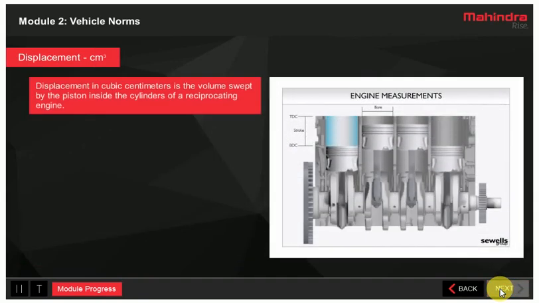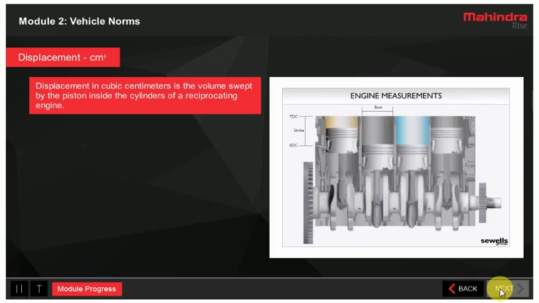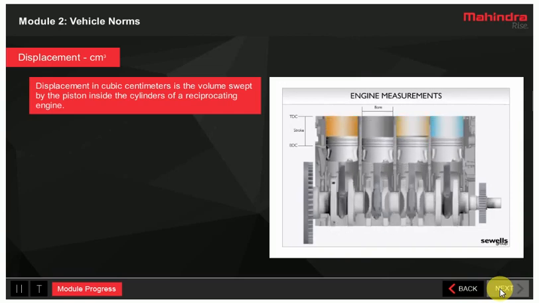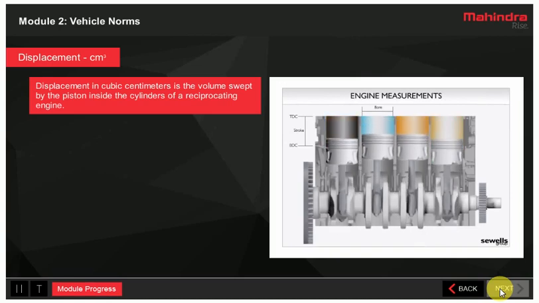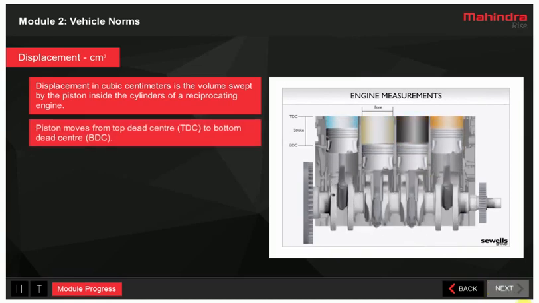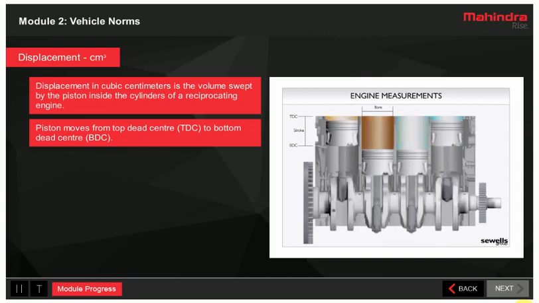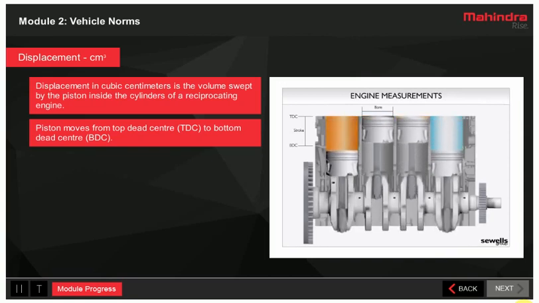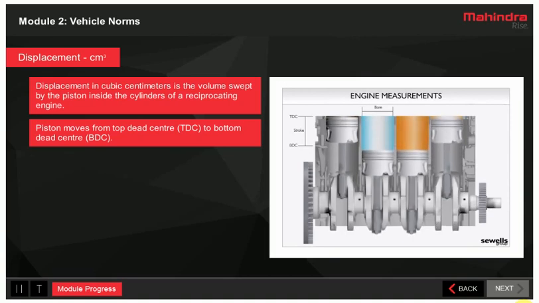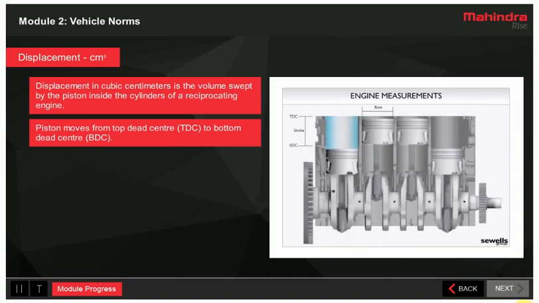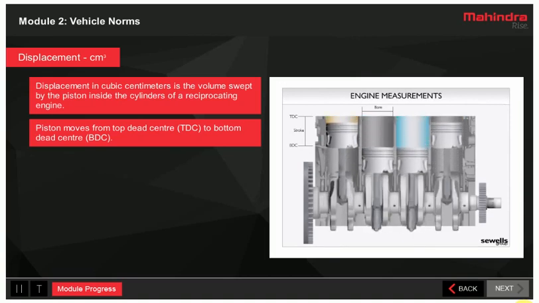Displacement in cubic centimeters is the volume swept by the piston inside the cylinders of a reciprocating engine. The piston moves from top dead center, that is TDC, to bottom dead center, that is BDC. Therefore, space inside the cylinders between these 2 points is considered as the displacement.